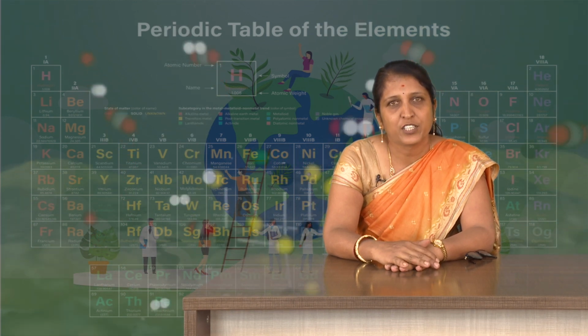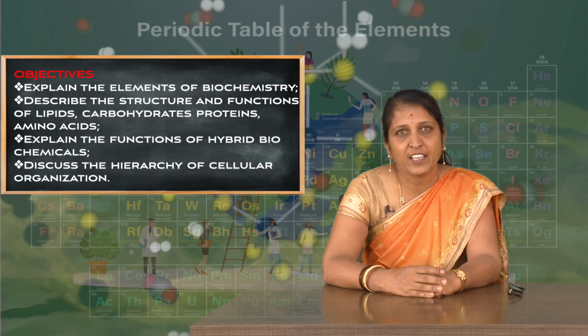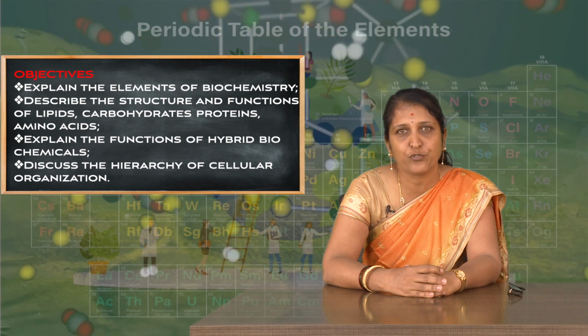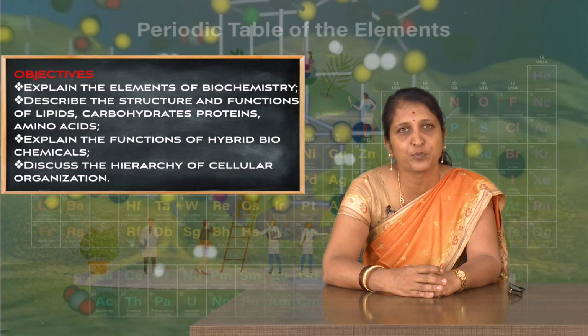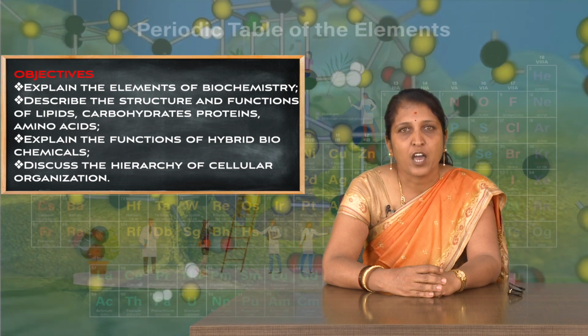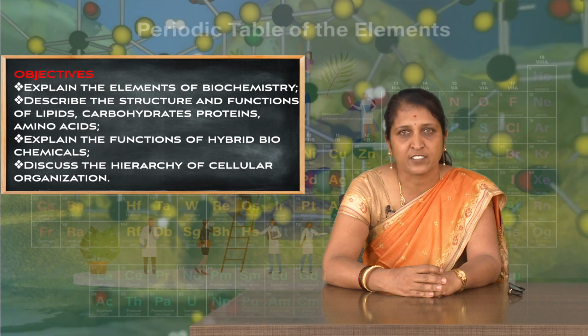Unit 1, Introduction to Biochemistry. Objectives of this unit: explain the elements of biochemistry, describe the structure and function of lipids, carbohydrates, proteins, amino acids, explain the functions of hybrid biochemicals, and discuss the hierarchy of cellular organization.